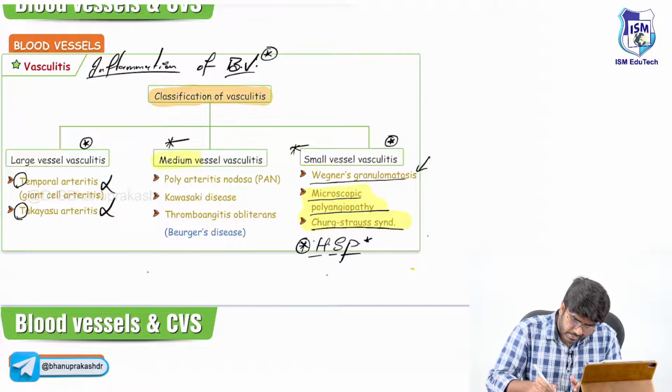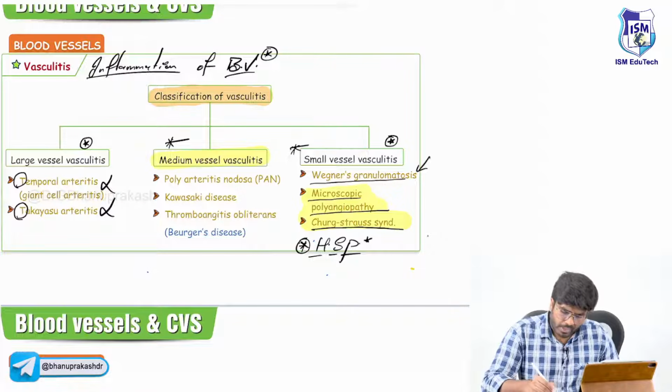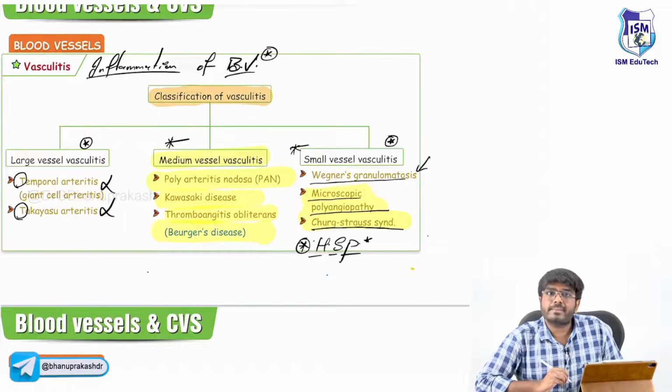We have to begin with the medium vessel vasculitis. Just as a recap, in medium vessel vasculitis, what do we have? We have polyarteritis nodosa, Kawasaki disease, and thromboangiitis obliterans, also called Buerger's disease. Okay, Buerger, not burger, Buerger.